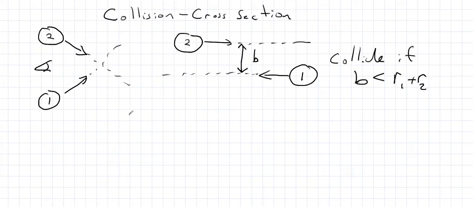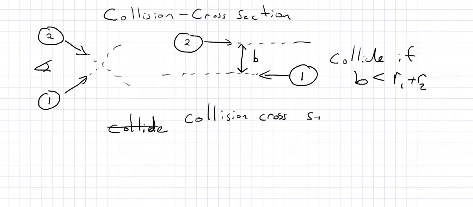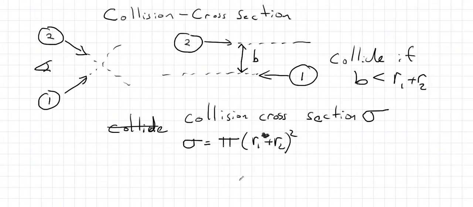Okay, so collision cross-section is defined as the area which these are exposing to one another. Collision cross-section is usually given the symbol sigma, and sigma is equal to pi times R1 plus R2, squared. And why does that make sense?